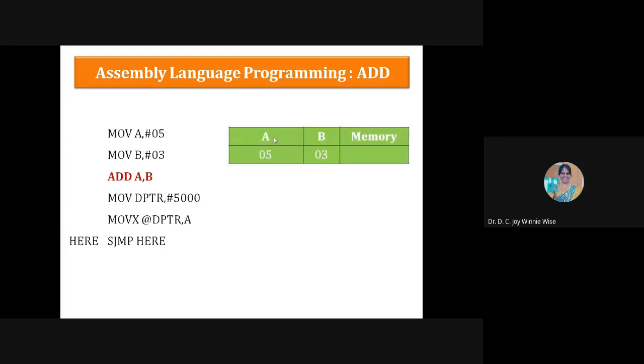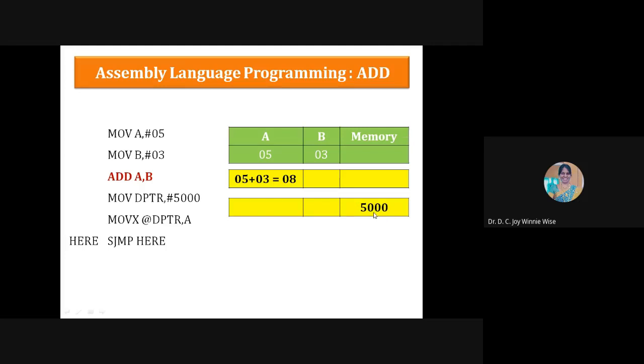So these are the registers I'm using here, A and B register, and here I refer this memory. Okay, so initially A is equal to 05 and B is equal to 03. So next operation is ADD A, B. So A 05 plus 03 is added, the result will be available in accumulator. Next I want to store that in the memory location 5000. So here memory 5000 is referred by the DPTR register, data pointer register. Then I'm moving the content of accumulator to this DPTR. Okay, 5000 equal to 08. That's all.